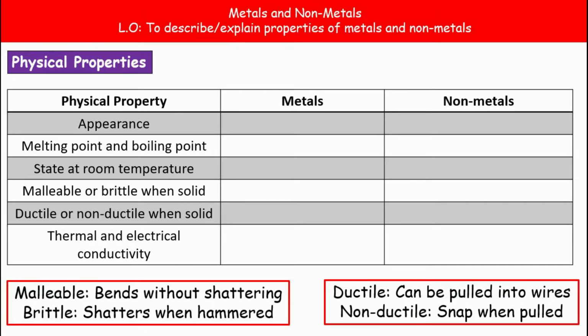So what I would like you to do then is copy that table into your books. Make sure you get the definitions for malleable, brittle, ductile and non-ductile written down as well as reminders, because those are key terms you need to know. And then what I want you to have a go at doing is filling out what those physical properties would be for metals first of all, and then for the non-metals. So I'm going to give you about 5 minutes to get that done.